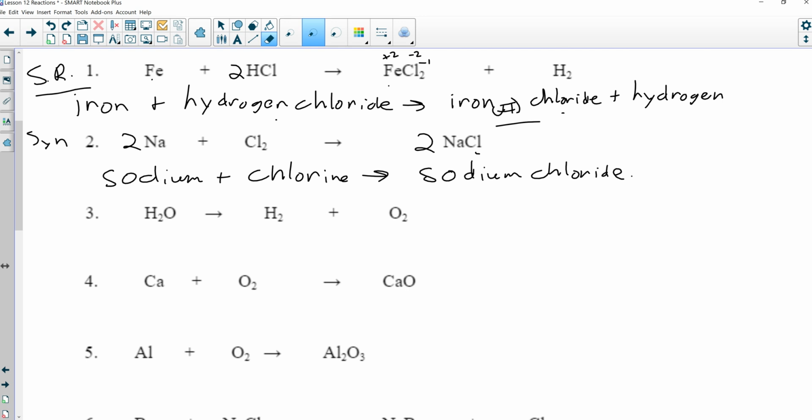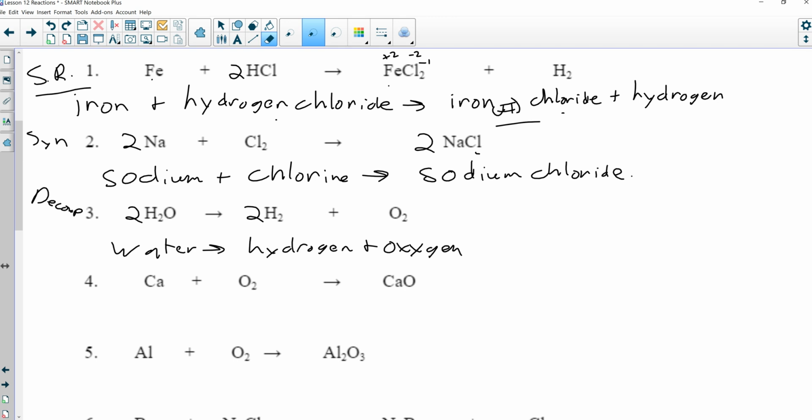How many people have done number 3? What kind of reaction is number 3? Decomposition. It's water breaking down into hydrogen and oxygen. We've seen that one before. To balance it, the hydrogens are already balanced, but there's only how many oxygens on this side? 1, but over here there are 2. So what needs to go in front of this? How many hydrogens does that give me? 4. So what needs to go here? 2. Right.